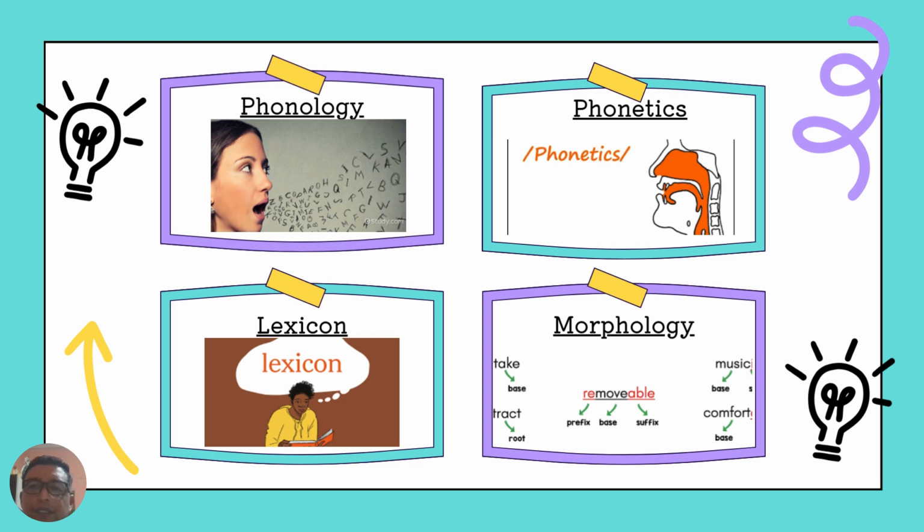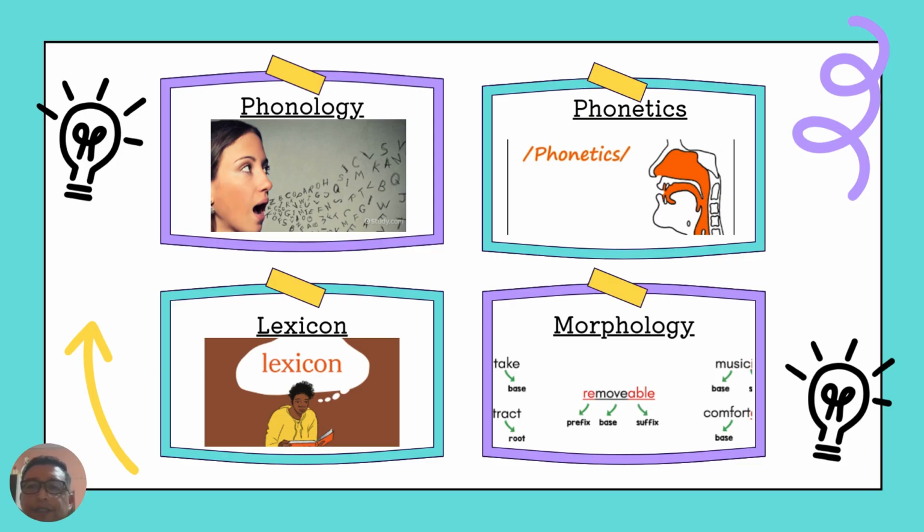Okay. The next is lexicon. Lexicon refers to the complete set of words, the vocabulary, used in a language or by a particular person, group, or profession. In this case, for example, in a medical lexicon, we have words such as cardiovascular, neurologic, and so on. Okay.